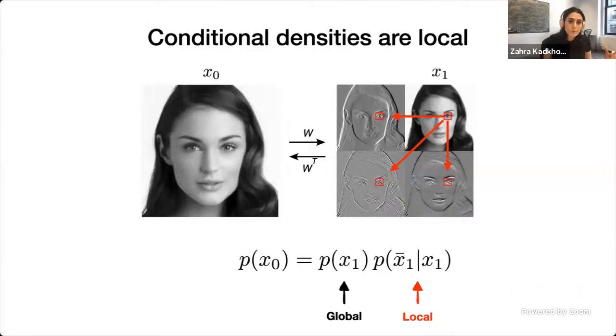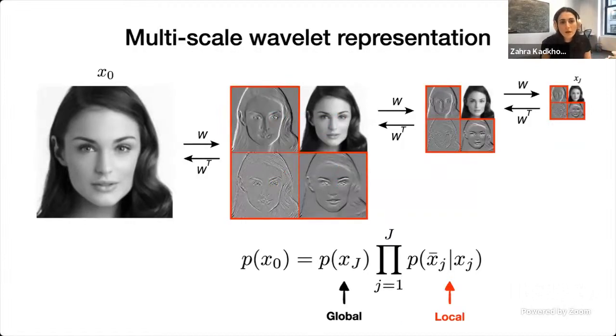We can solve this issue by repeating this procedure until the low pass image is small enough. And that's it. We have factorized the density of the original image into the product of low dimensional local conditionals, because we're enforcing the assumption that these conditionals are local. Then we have a global density over the low pass, but this one is also low dimensional because the low pass image is small. So now, because these are all low dimensional densities, we can capture them with smaller networks.